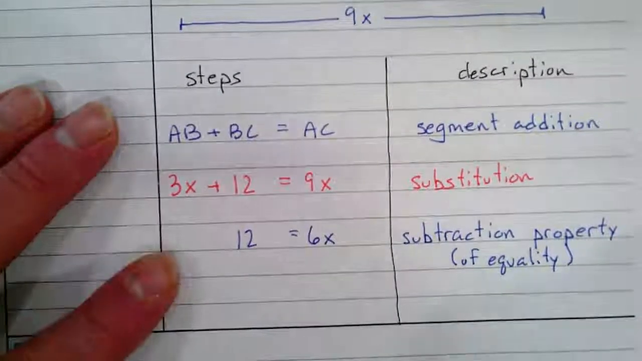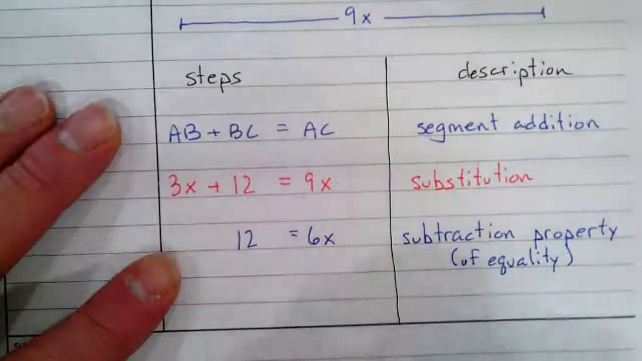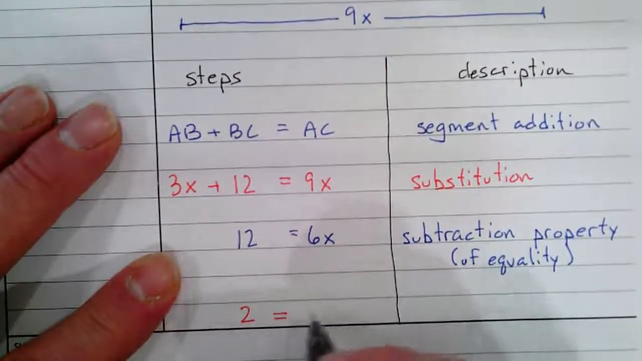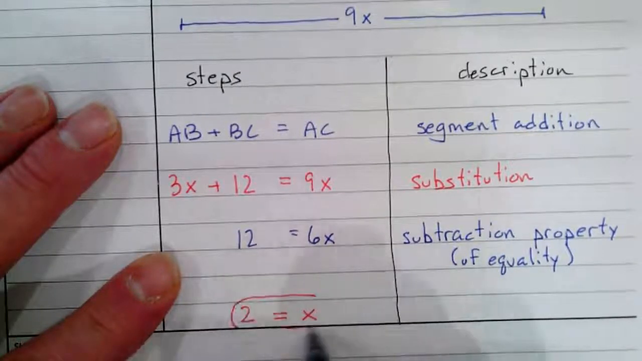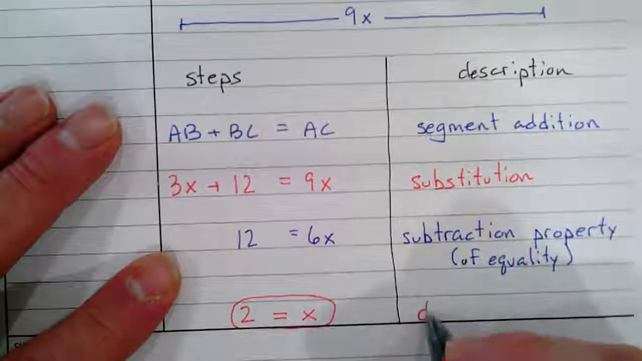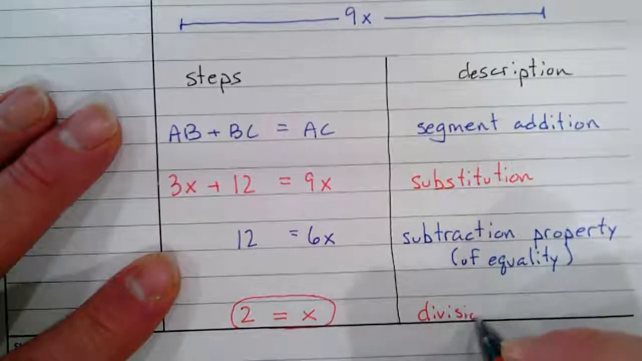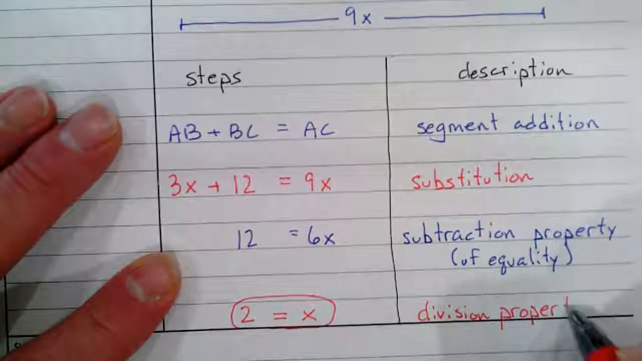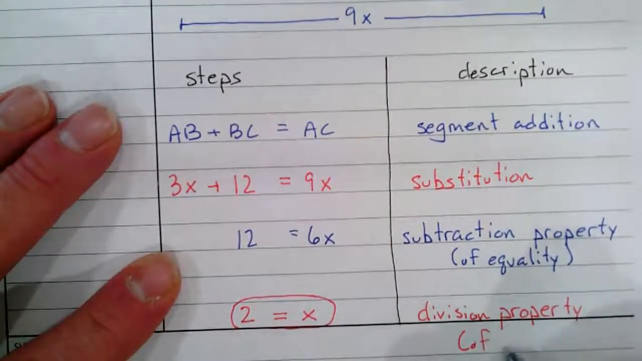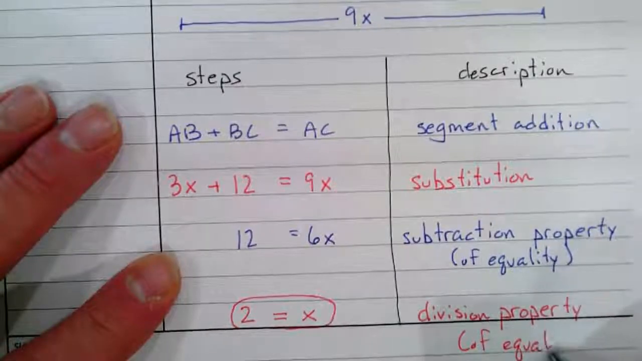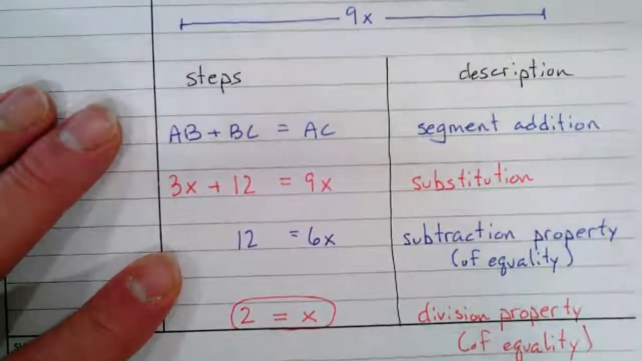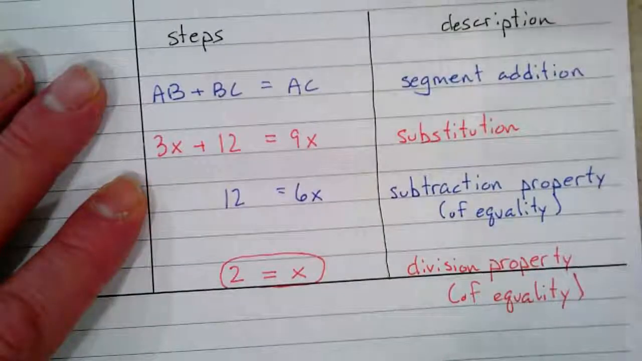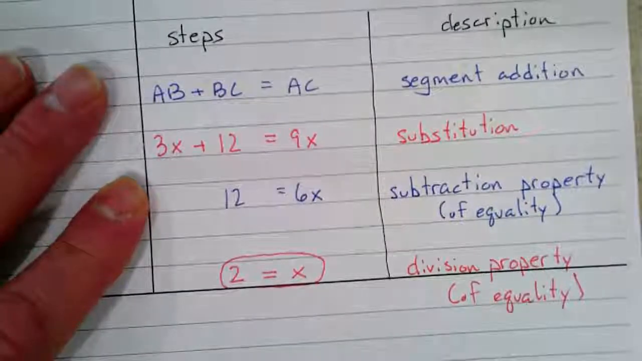And then finally, if 12 equals 6x, I'll divide both sides by 6, and we get 2 equals x. That's the answer we wanted in the end. And this used the division property of equality. Okay, let's look at another example.